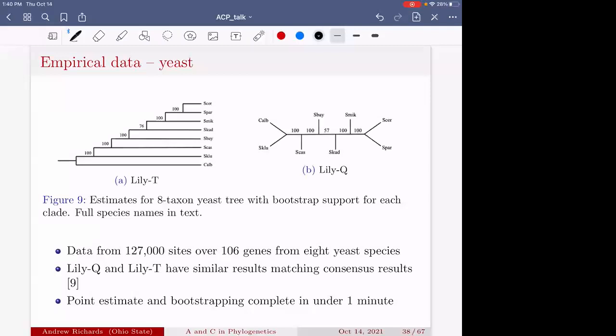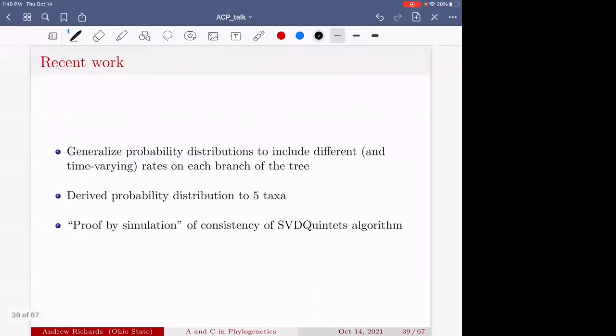Okay, so most of this work was done a while ago, just given publication timelines. So what have we done since then? The big one is generalizing the probability distributions to allow for different and time-varying rates for each branch of the tree. We've extended this for basically any rate function that's Riemann integrable. We can now find the probability given the speciation topology, the speciation times, and what I've been calling gamma, which is a vector of rates.